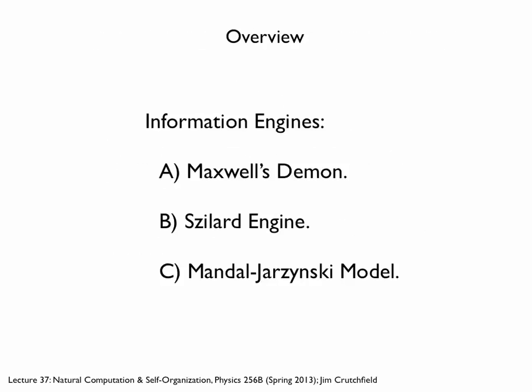So now we move on to the real meat of the lecture, the information engines. So I'm going to cover 3 information engines. I'm going to cover Maxwell's daemon, which is a classic, the Szilard engine, which is much like Maxwell's daemon, but is a little bit more precise and covers some of the areas that Maxwell's daemon doesn't address very precisely. And then we'll cover the Mandal-Jarzynski model, which is a recently proposed model and is interesting because it's exactly solvable and very applicable to the tools we've been developing.